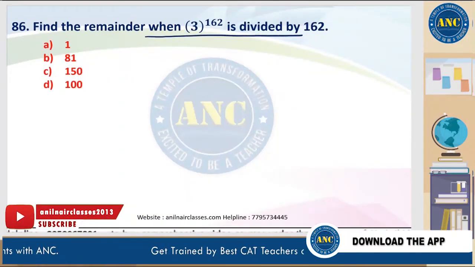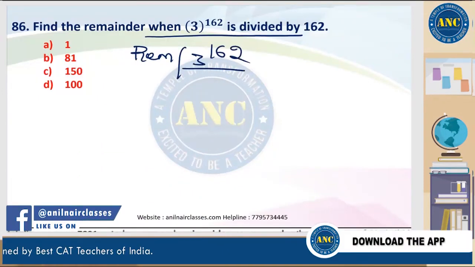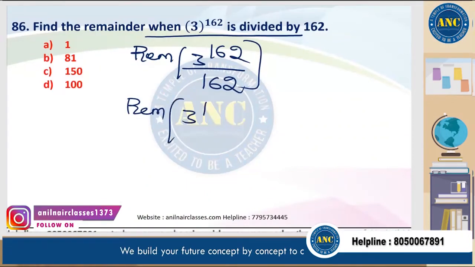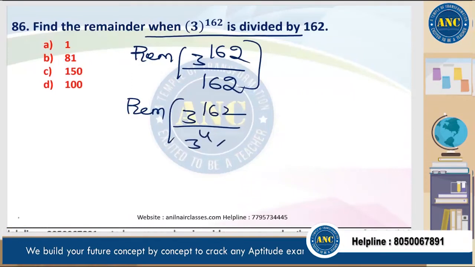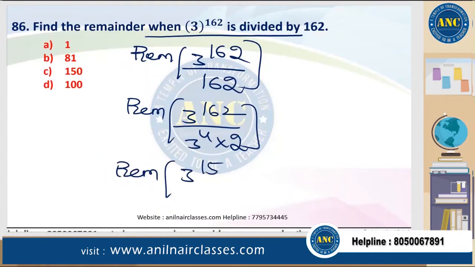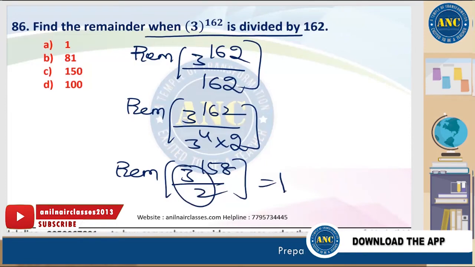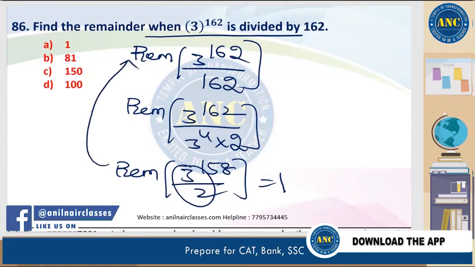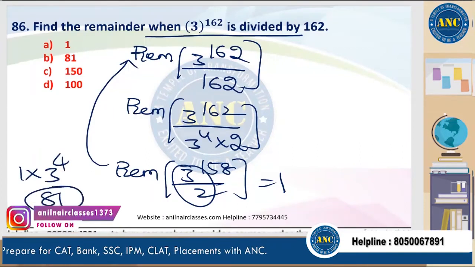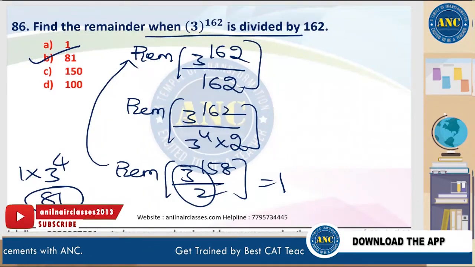Next, find the remainder when 3 power 162 is divided by 162. So this is nothing but 3 power 162 divided by 3 power 4 into 2, which is 3 power 158 by 2. 2 ones are 1, it is 1. 1 is for 3 power 158, I want it for 3 power 162, so 1 into 3 power 4. The answer is 81. I hope it is clear.